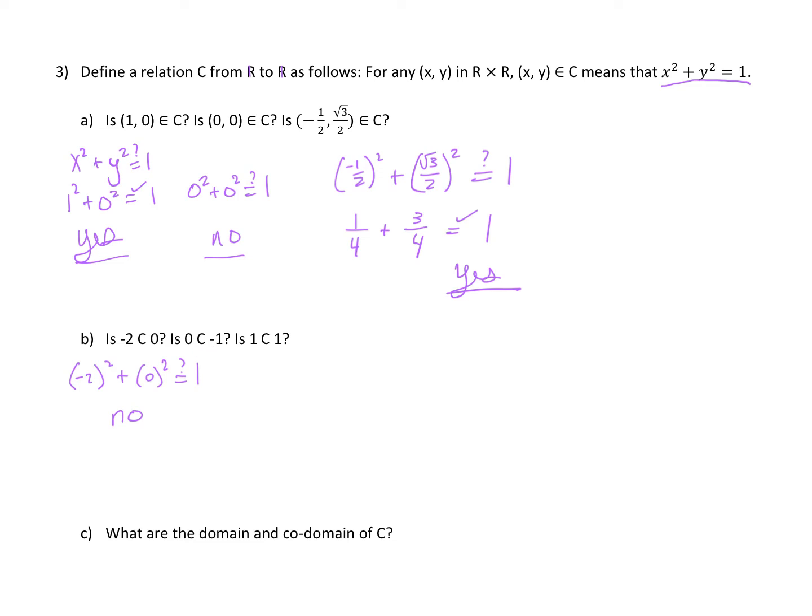Is (0, negative 1) in C? We plug in 0 squared plus negative 1 squared. Does that equal 1? Yes. And then (1, 1). So x squared plus y squared, does that equal 1? No.